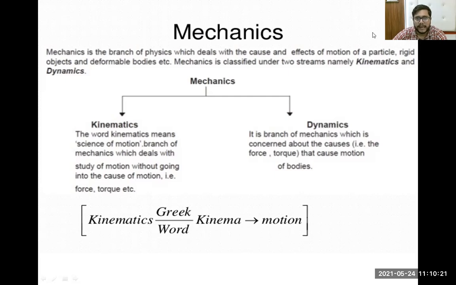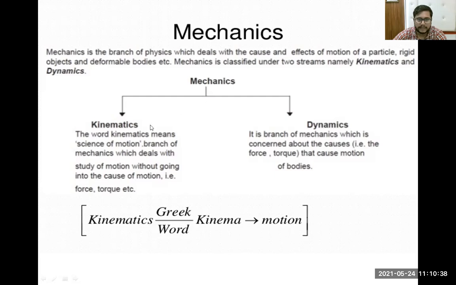Now, mechanics is classified under two streams, namely kinematics and dynamics. Okay. Now, what is kinematics and what is dynamics? So let us discuss first these two topics in mechanics.